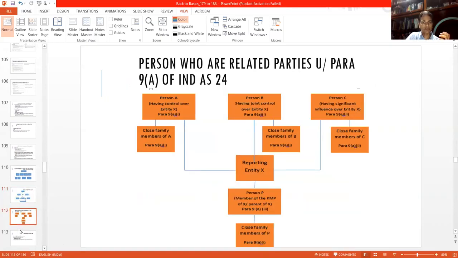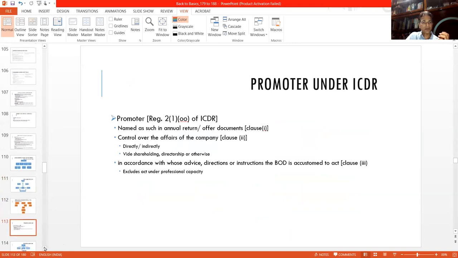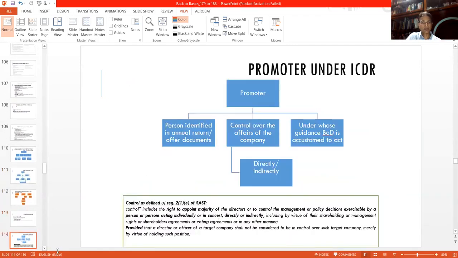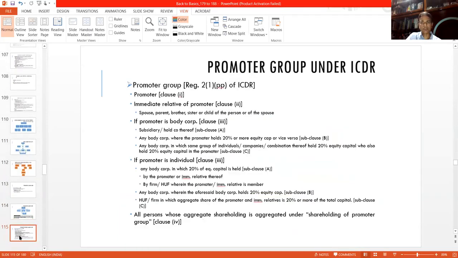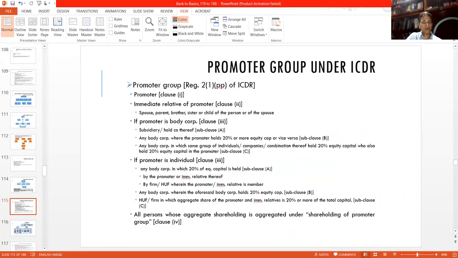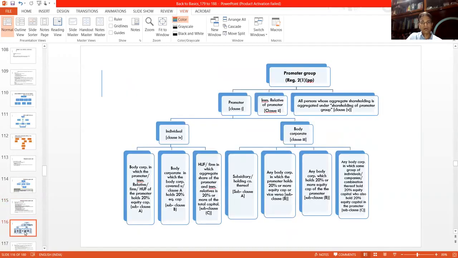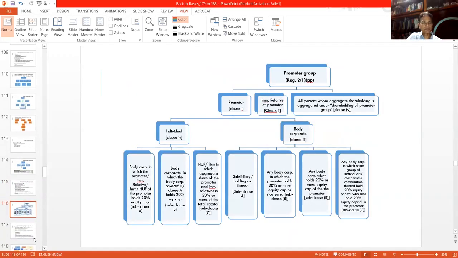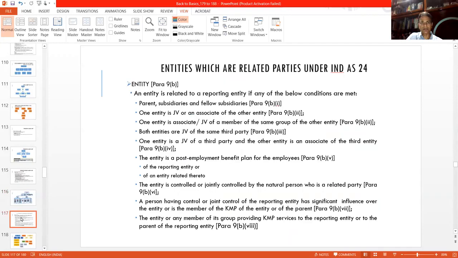So we're talking about various situations, moving forward to situations which might be covered. First part is, I have to refer back to the meaning of promoter group because one of the clauses refers to promoter group as well. So now let's look at the first clause, 9B. It says in case of an entity, the entity is related to a reporting entity if any of the following conditions are met. So we are going from the reporting entity and looking at that.